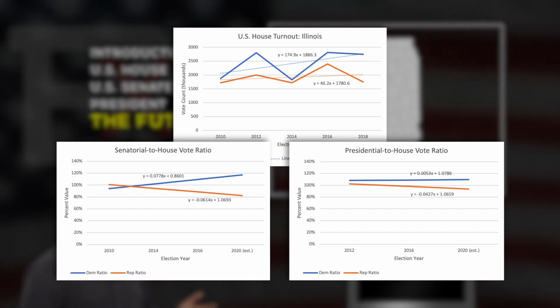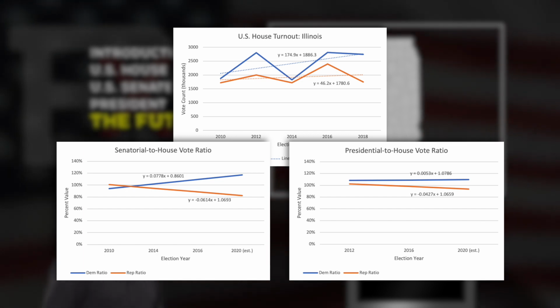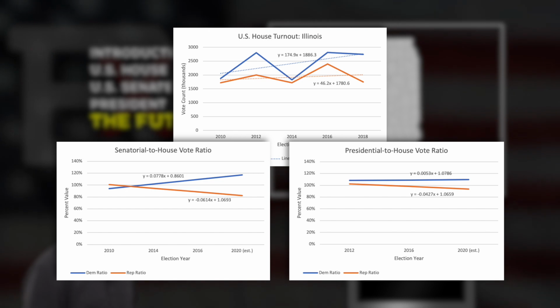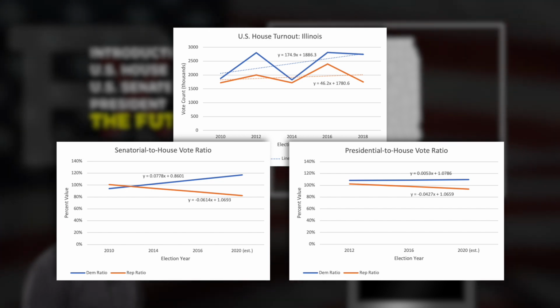more likely that voters in the state will be more enthused to vote for Democratic candidates for the Senate in the future. And then looking at the presidential to House voter ratio numbers, we see a slope for Democrats that is basically zero. I mean, going from 2012 to 2016, what was the difference? It was like 107 to 109%, so it was barely noticeable.